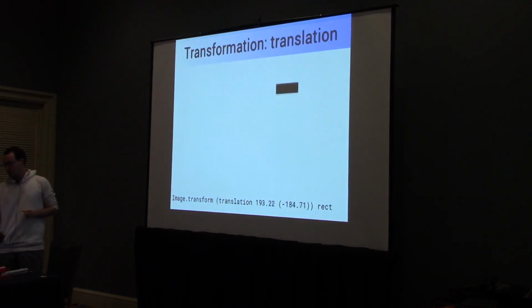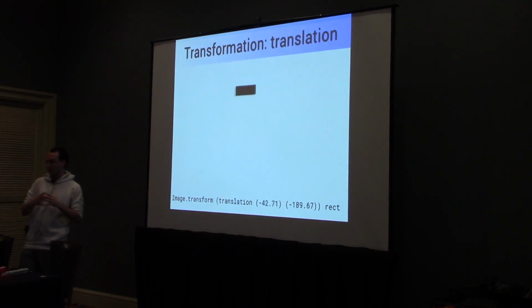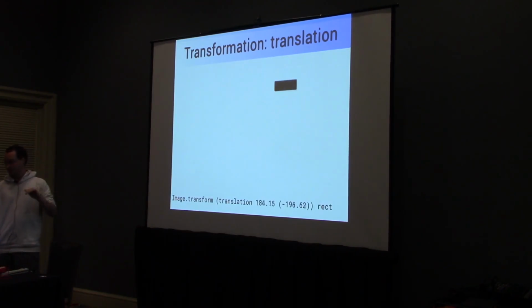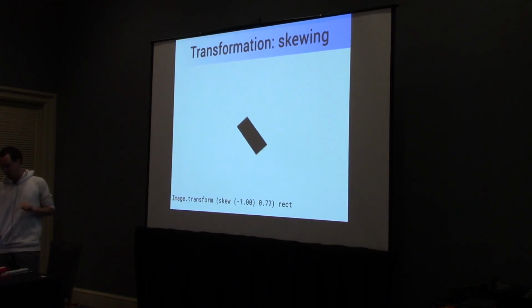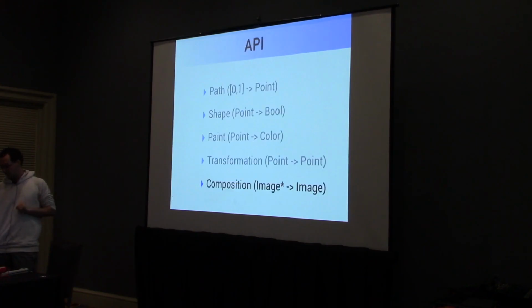Now the transformations. So basically we support all affine transformations, which are transformations that map parallel lines to other parallel lines. The common ones are translation, rotation, rescaling, and a slightly odd one is skewing. So by composing all these transformations, you will be able to make interesting shapes.